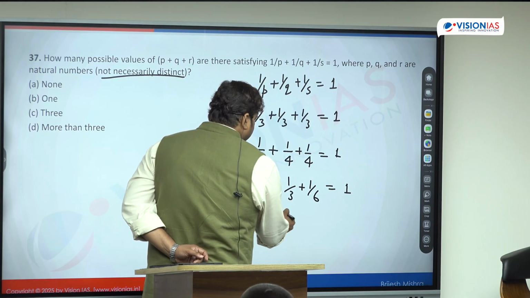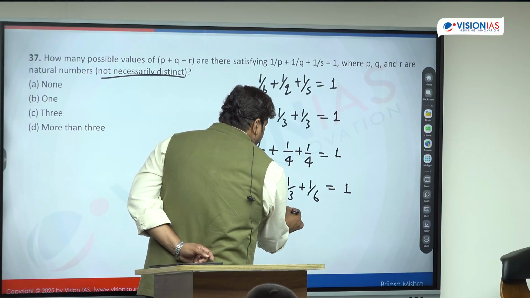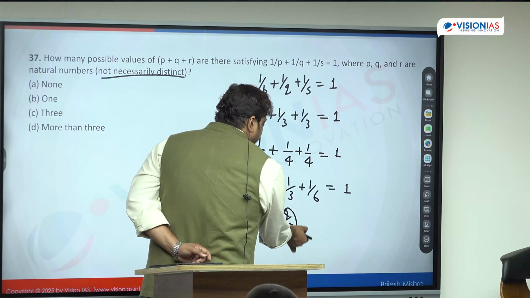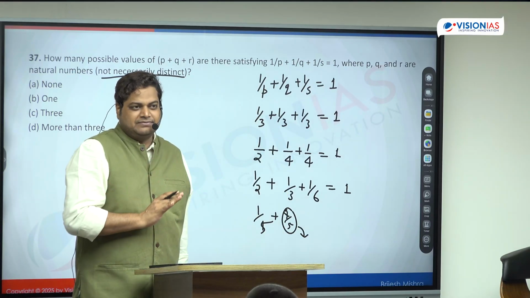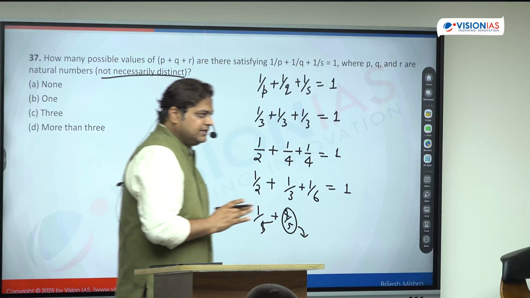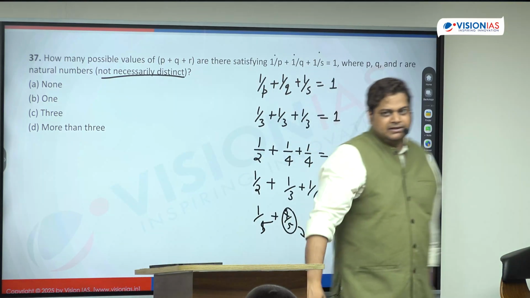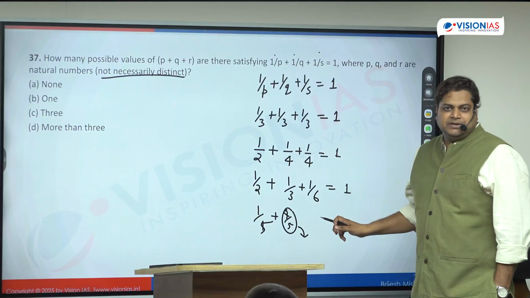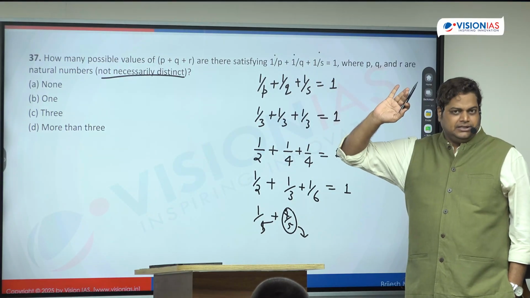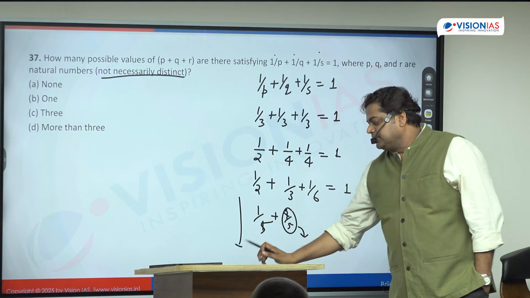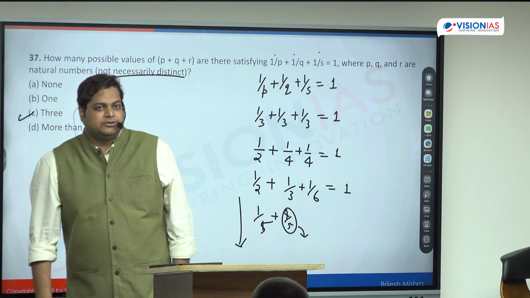If I write 1 by 5, I need 4 by 5. So 2 numbers we need to take in such a way that the sum we get is 4 by 5. We cannot get that because the numerator must be 1. We can have 2 by 5 plus 2 by 5, 4 by 5, but 2 is coming in the numerator. So if we go further, we cannot get any possibility. So how many? 3 possibilities we are getting.